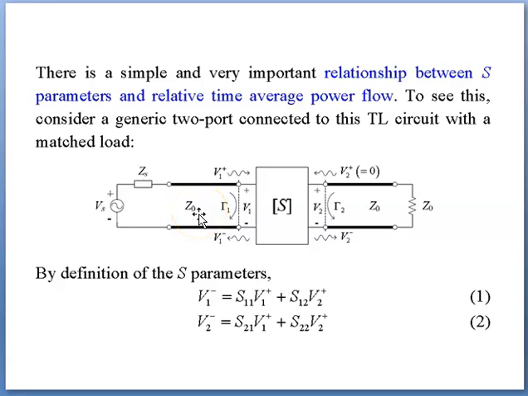By definition of the S parameters, you will have V1 minus is equal to S11 V1 plus plus S12 V2 plus. And also you will have V2 minus is equal to S21 V1 plus plus S22 V2 plus.